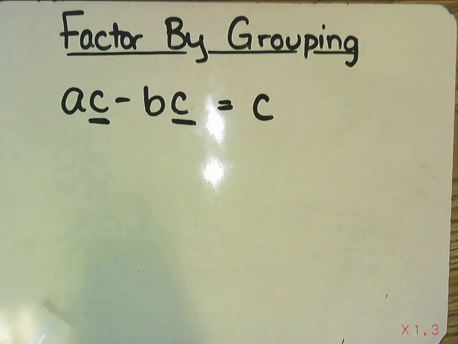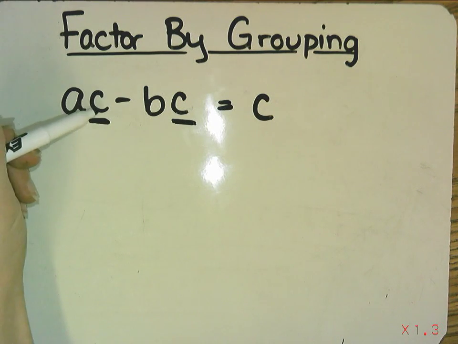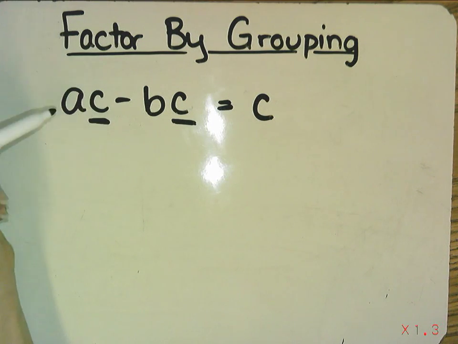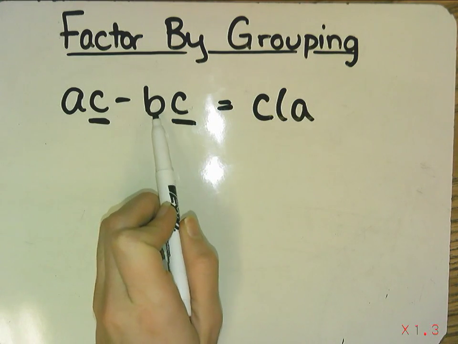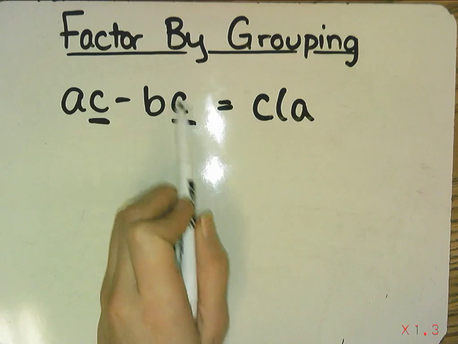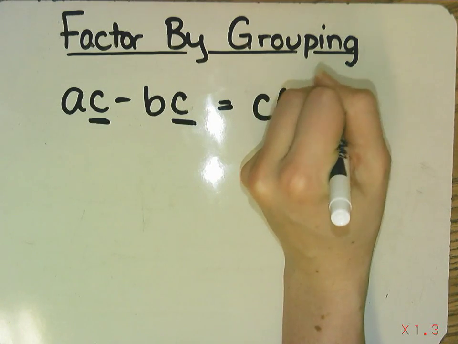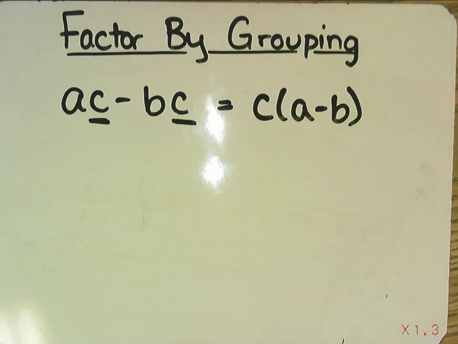So if I factor out C from here, if I have the product of A and C, and I divide by C, all I'm left with is A. And if I have the product of negative B and C, and I factor out C, all I'm left with is minus B. So this is really important to keep in mind when we factor by grouping.